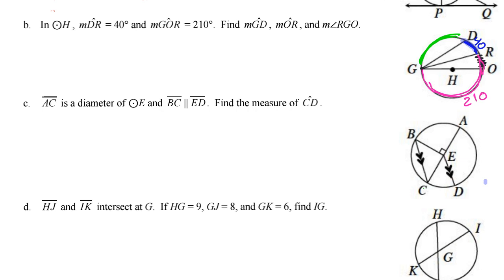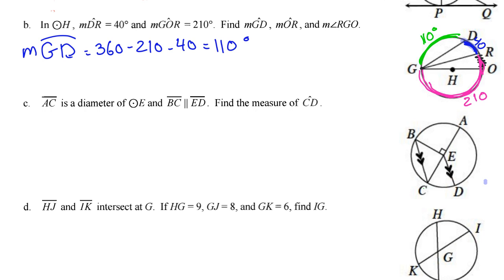Looking forward again, this arc is equal to 210. This part here is equal to 40. All around the circle is 360. So the measure of arc GD will equal 360 minus 210 minus 40, which is equal to 110. So I found that the measure of arc GD is equal to 110 degrees.